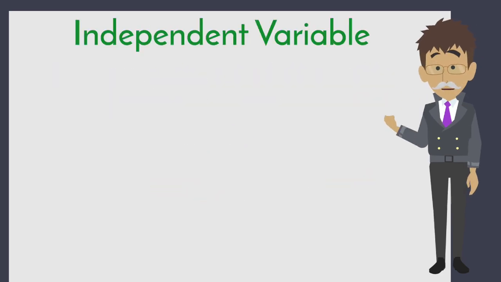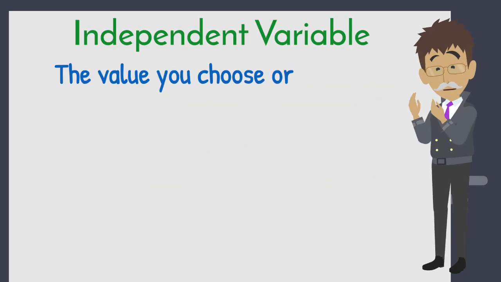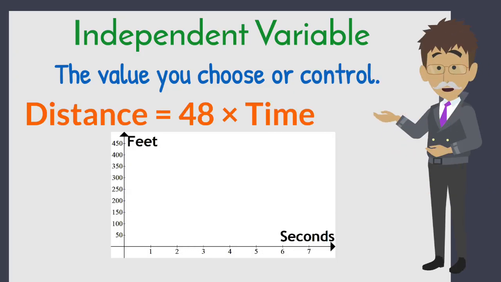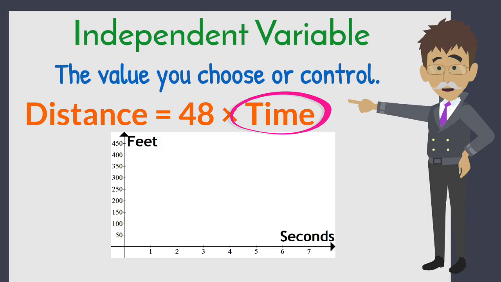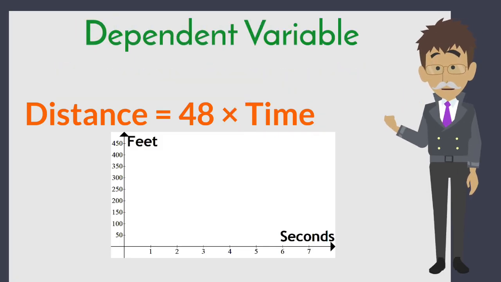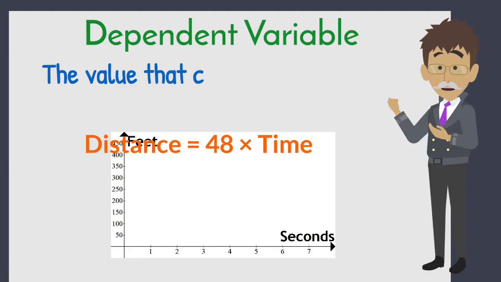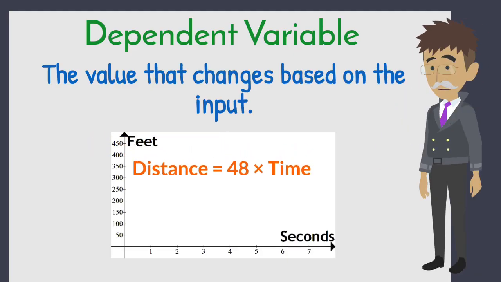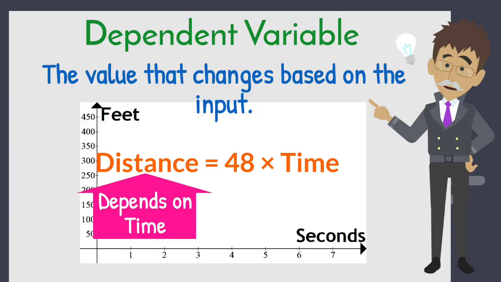Independent variable. The value you choose or control. For example, in a formula for distance over time, time is the independent variable. Dependent variable. The dependent variable is the value that changes based on the input. For example, in distance over time, distance is the dependent variable.